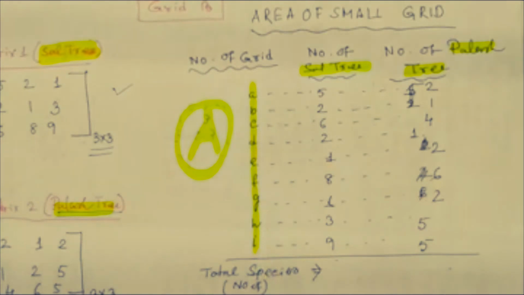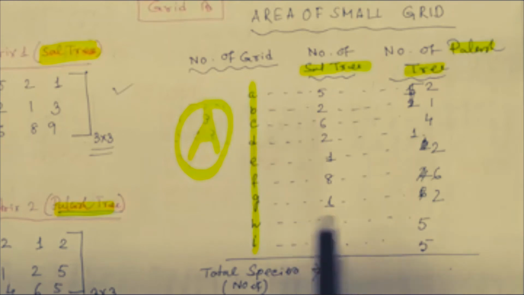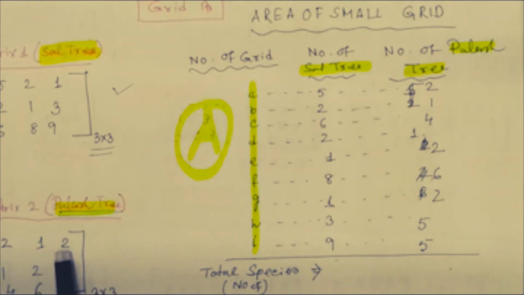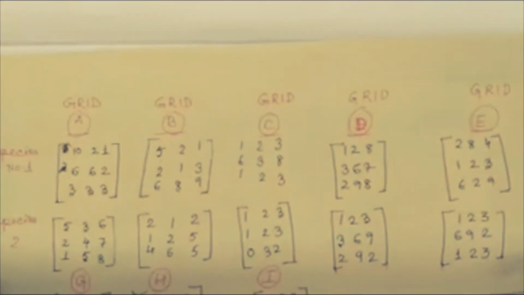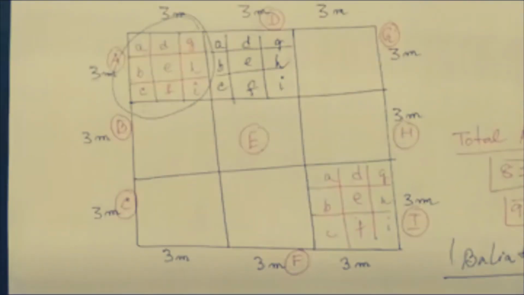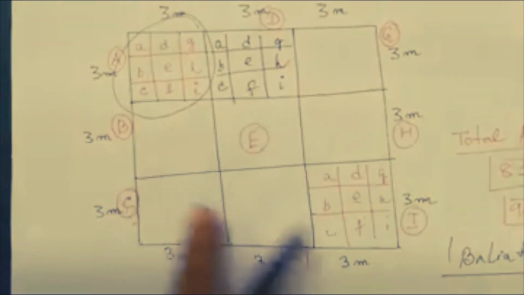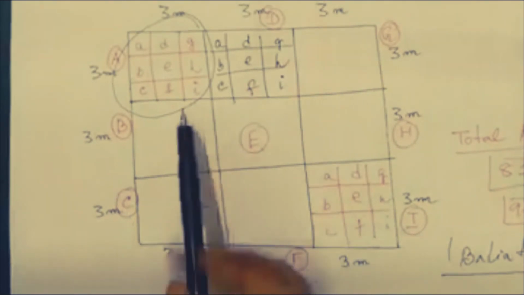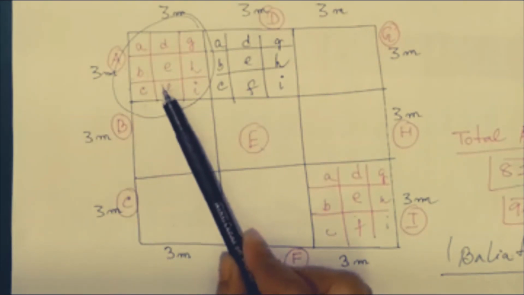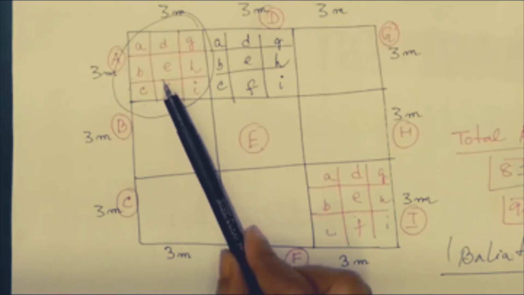Okay, so from the field information, we can get the raw values, the number of individuals of the plant species, in this way or that way. Okay, from that, suppose this is the whole matrix. Suppose this is 9 grids. From each and every grid, we can get two kinds of information. First species is the sal, and second species is the Polish.